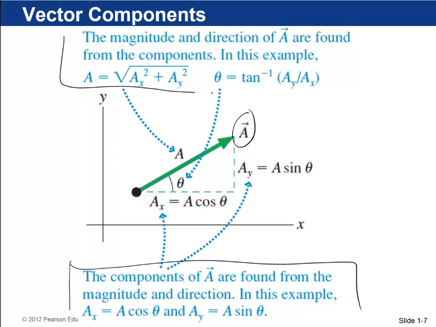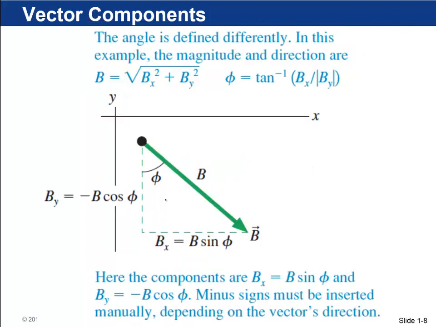If we look up here, it shows you the equations for if you know the components. The magnitude turns out to be the square root of the sum of the squares of the components. You find that from Pythagoras there. That's a right angle. And the angle in this case is the arctangent of A sub y divided by A sub x. So that's one example.